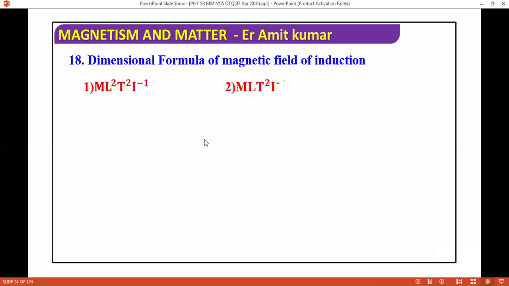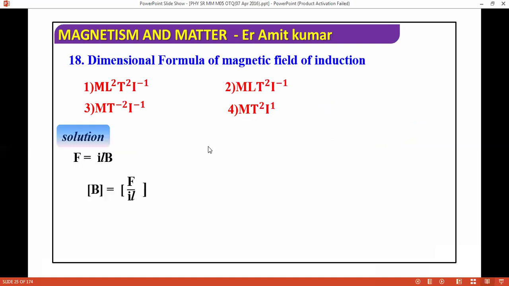Next question: the dimensional formula for magnetic field of induction. Force is equal to ILB, so from here you can find out the dimension of B. You can solve it and you will get the dimension for magnetic field of induction. That will be M T^-2 I^-1.